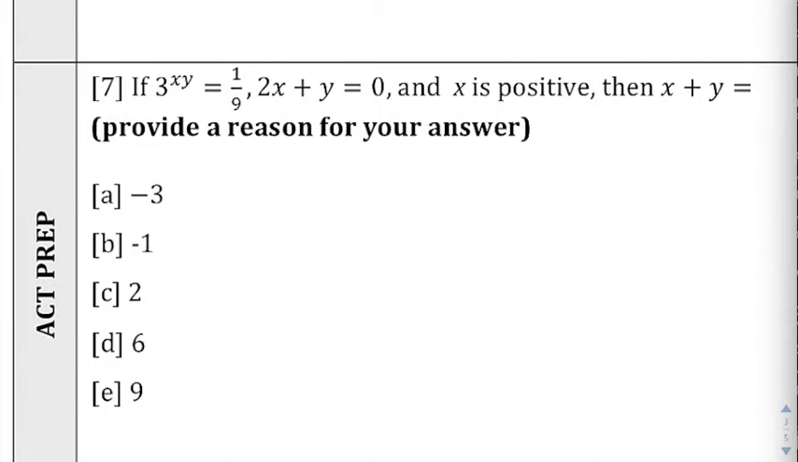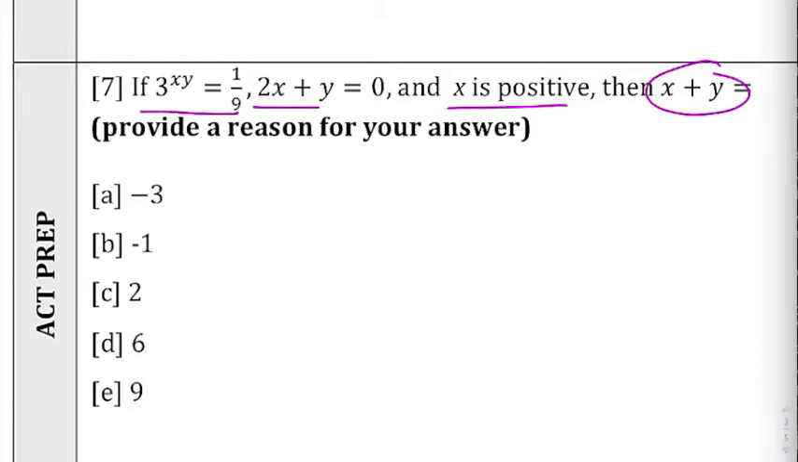Okay, so this is a classic ACT prep question, one that you're definitely going to see. We're given three conditions right off the bat: that 3 to the xy power is equal to a ninth, 2x plus y is equal to 0, and of course x has to be positive, and we're asked to find the sum of x and y. So yeah, you could play the substitute numbers game, but it's probably just faster, and honestly that's the way the ACT is designed, to actually just solve this out.